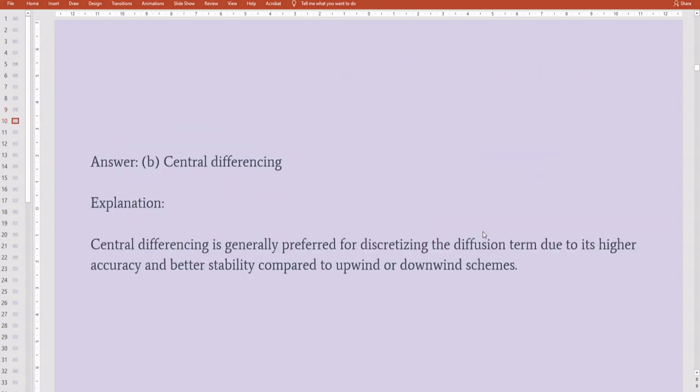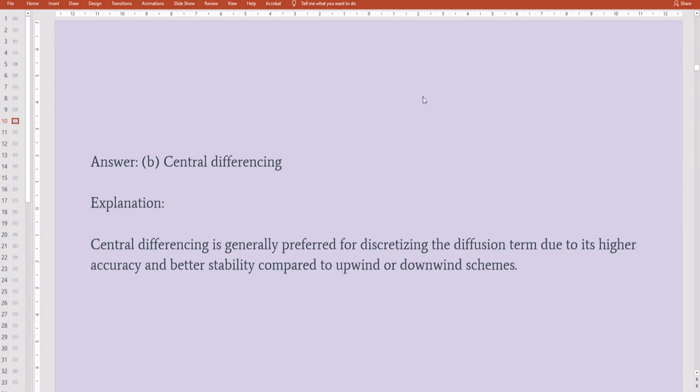So our answer is option B. And mostly in diffusion cases, what we will be using is central differencing scheme. Only we will be using forward or backward schemes at the boundaries, the boundary node.